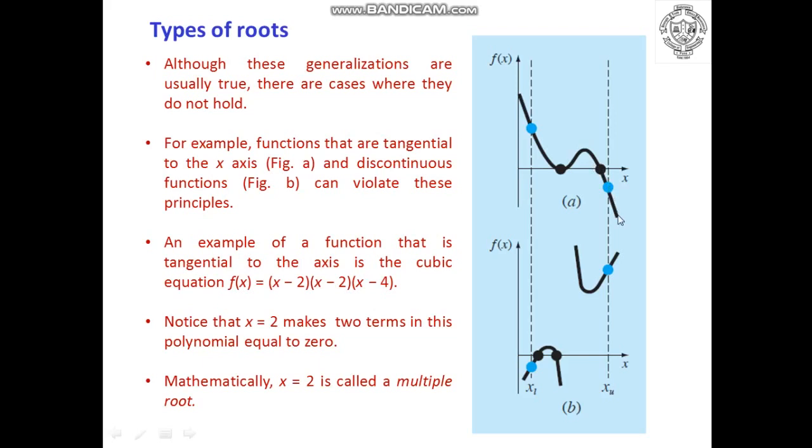and then it comes to the fourth quadrant again. An example of a function that is tangential to the axis is the cubic equation represented here, which is x minus 2 into x minus 2 into x minus 4. If you notice, x equal to 2 makes two terms in this polynomial equal to 0. So mathematically x equal to 2 is considered to be a multiple root.